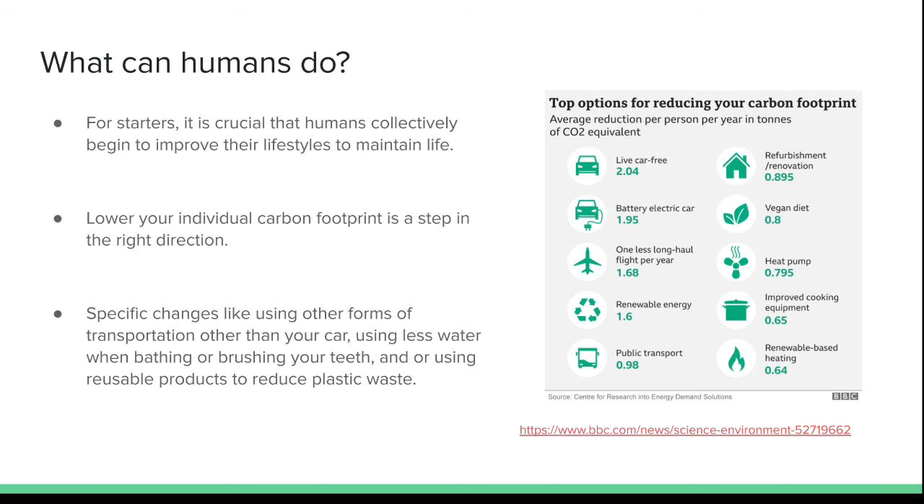The diagram to the right of the slide shows the exact value that will be taken off your carbon footprint for each specific change you make in your life.